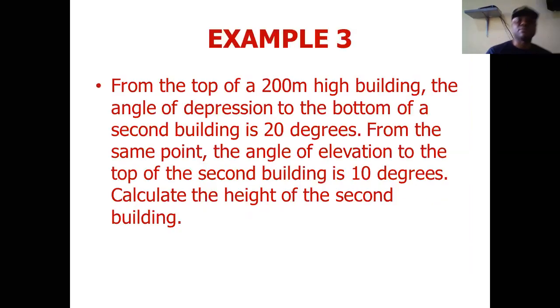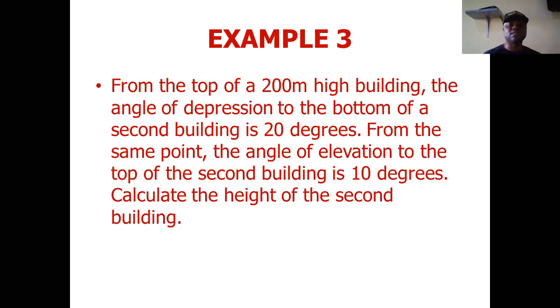Now we look at problem 3. Problem 3 is a little bit complex but very simple to solve. From the top of a 200 meter high building, the angle of depression to the bottom of a second building is 20 degrees. From the same point, the angle of elevation to the top of the second building is 10 degrees. Calculate the height of the second building.